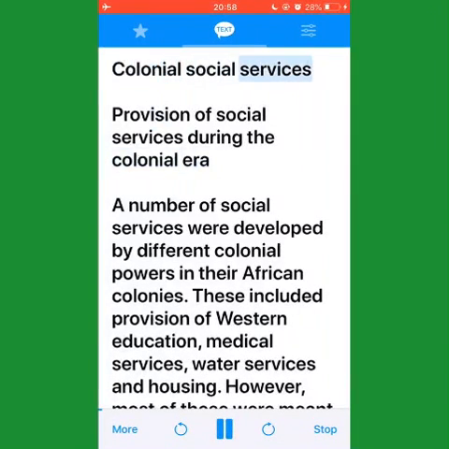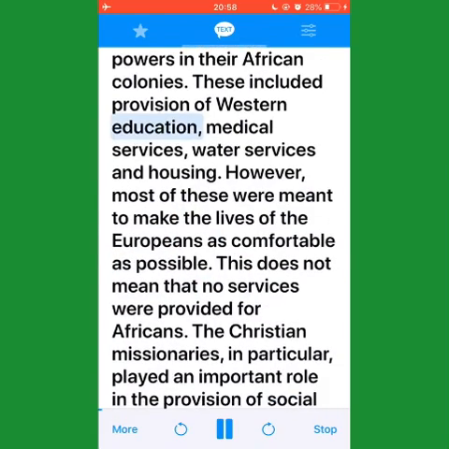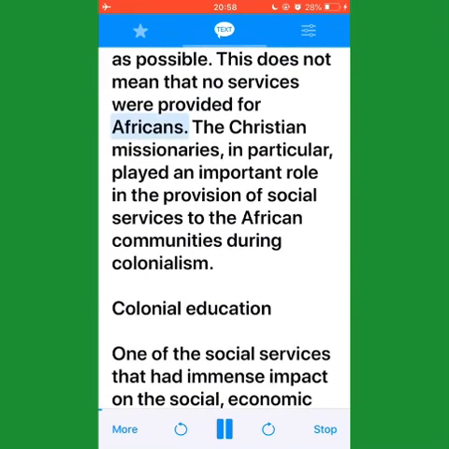Colonial social services. Provision of social services during the colonial era. A number of social services were developed by different colonial powers in their African colonies. These included provision of Western education, medical services, water services, and housing. However, most of these were meant to make the lives of the Europeans as comfortable as possible. This does not mean that no services were provided for Africans.